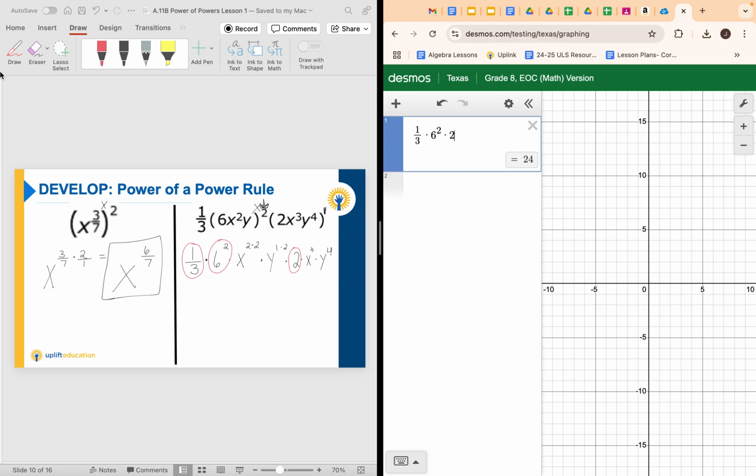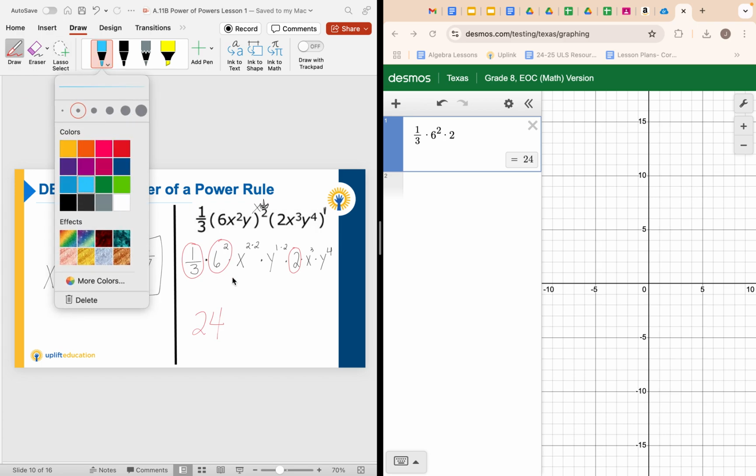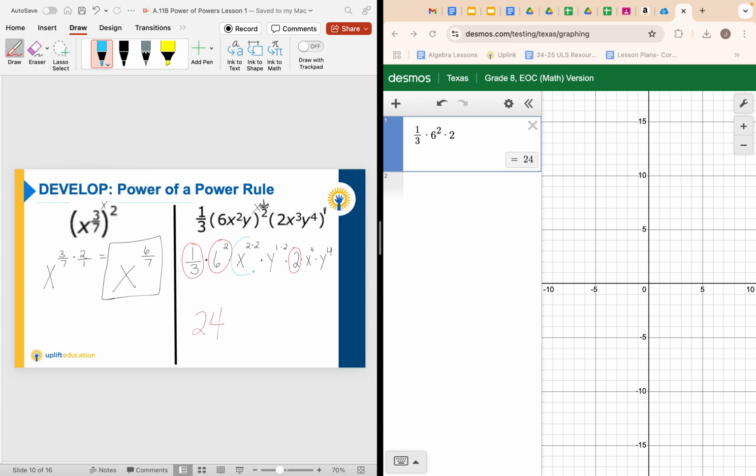All right, so when we are doing this, we're literally going to write 24. And those are our coefficients. Let's start with the next one. So our next one is our x's. Remember, we go in alphabetical order. So x goes first. So x, 2 times 2 is 4. So we have x to the 4th times x to the 3rd. I'm going to put my plus in between the exponents. So that's where we get that x to the 7th power from.